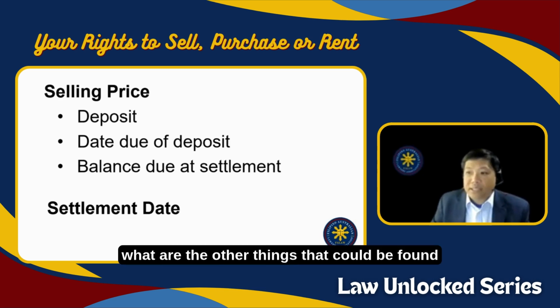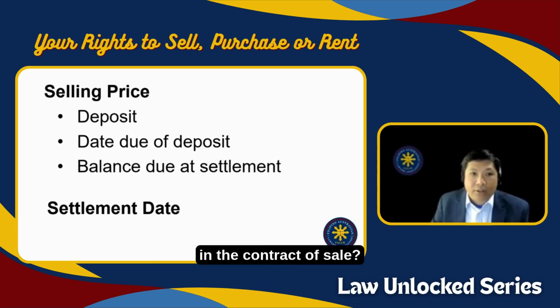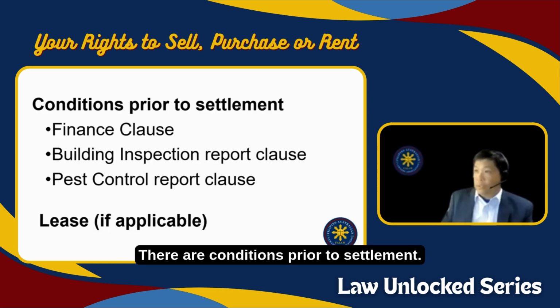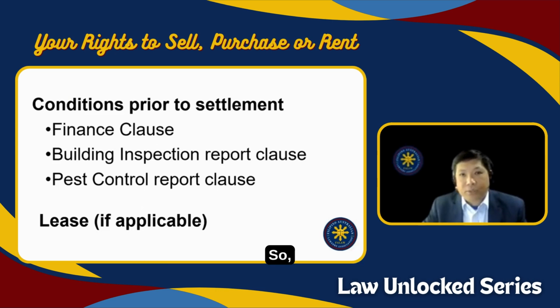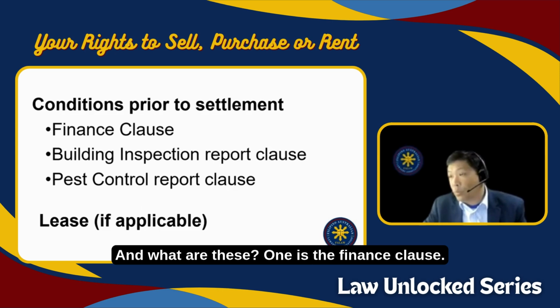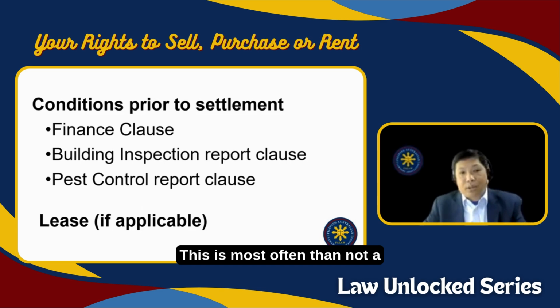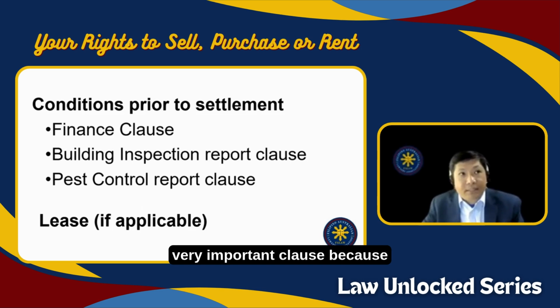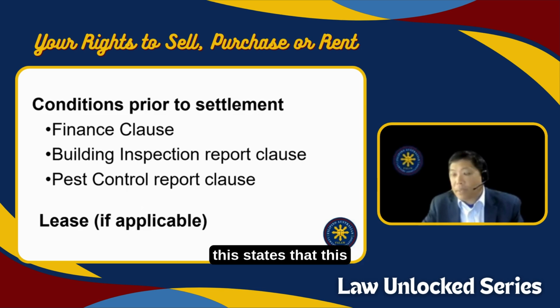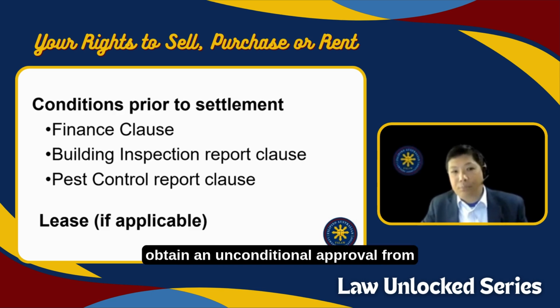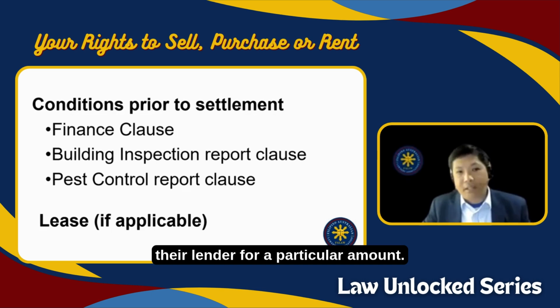Now, what are the other things that could be found in the contract of sale? There are conditions prior to settlement. So these are things that should happen before settlement occurs. And what are these? One is the finance clause. This is more often than not a very important clause, because this states that this contract is valid if, or is subject to, the buyer being able to obtain an unconditional approval from their lender for a particular amount.